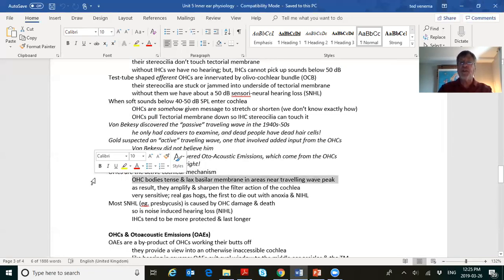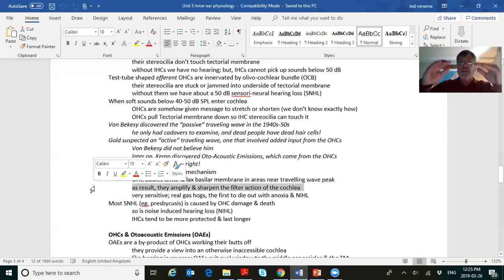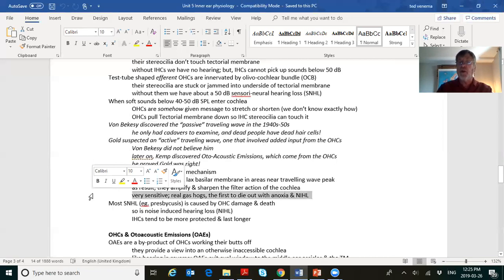Their bodies tense and relax the basilar membrane in areas near the traveling wave peak, and as a result, they push and squeeze the motion into a point. They amplify and sharpen the filter action of the cochlea. Very sensitive they are. Real gas hogs. They are the first to die out with lack of oxygen, noise-induced hearing loss, and aging itself. Most sensory neural loss, for example, presbycusis, is caused by outer hair cell damage and death.